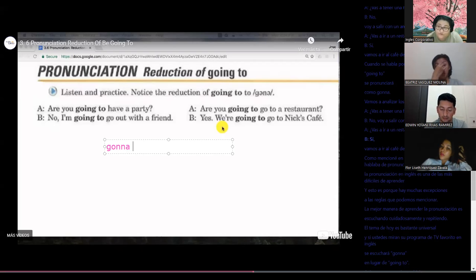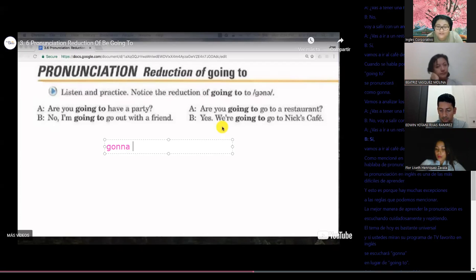En algo escrito, en un libro o en algo que sea académico, por así llamarle, nunca lo vamos a ver escrito así porque es informal. Es un lenguaje solamente para hablar, right? Entonces, pero es lo más común cuando hablamos inglés.